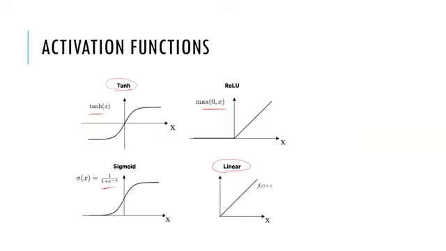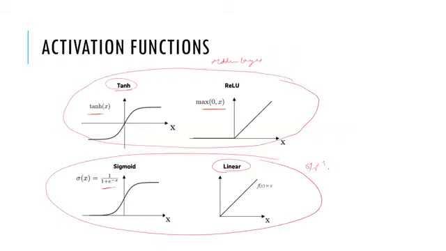So typically tanh and ReLU are used predominantly in the hidden layers. And sigmoid and linear activation functions are typically used in the output layer. If it is a regression problem, we go with linear. And sigmoid we generally use only for binary classification. So if there are only two classes, then you can use sigmoid in your output layer.